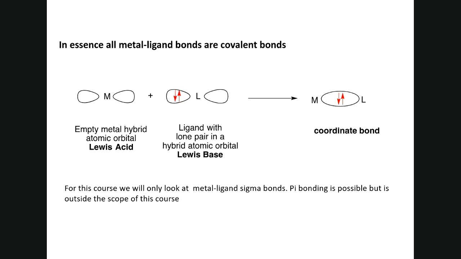So for the sake of this class, we are only going to view the metal ligand interaction as a sigma type interaction. You can have pi bonding, but it's outside the scope of this course. We're going to focus mainly on sigma type interactions. It's going to be a head-to-head interaction to give us our coordinate bond.